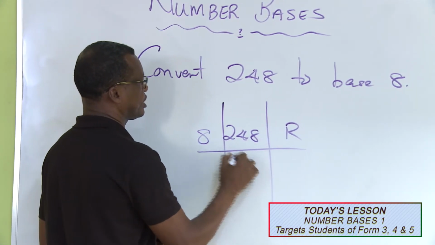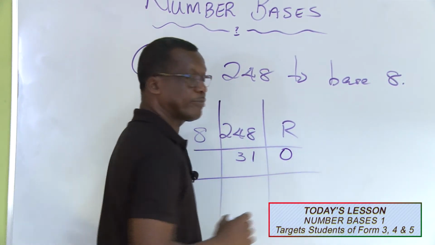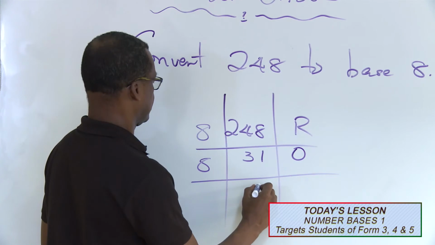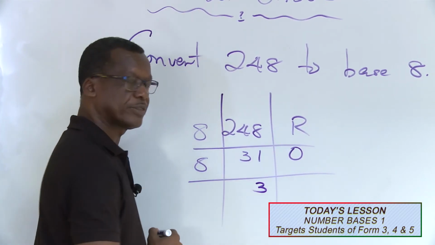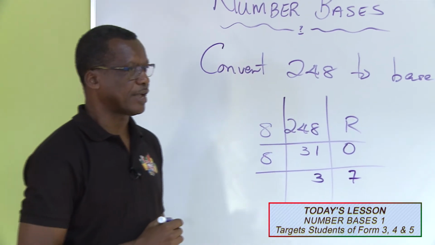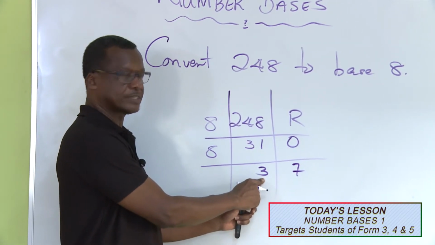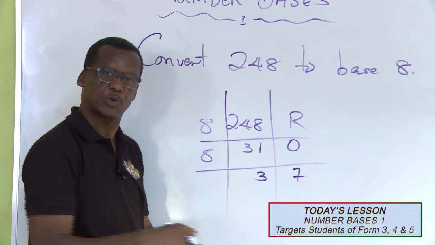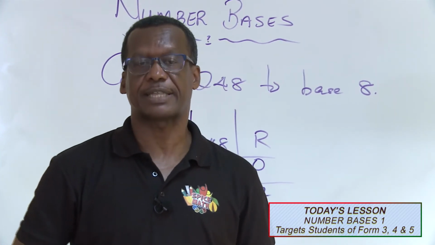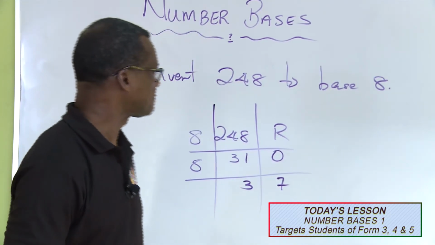So 8 into 24 is 3, 8 into 8 is 1. The remainder here is 0. So you put a 0. Then we proceed to divide again. 8 into 31 gives me 3. 3 eights are 24, and the remainder is 7. Now the answer, or the quotient, here is less than 8, or less than the base that we change into. So that's how we know when to stop dividing. Once the quotient is a number that is less than the base we convert into, then we can stop.